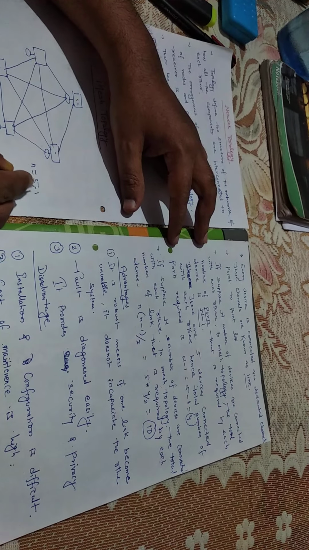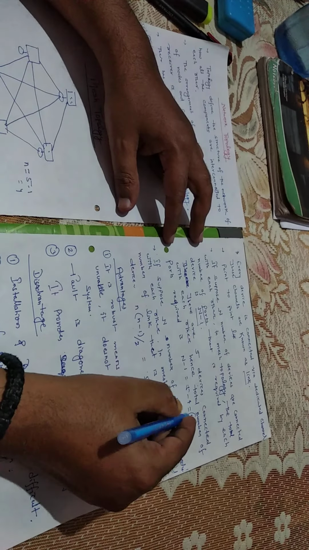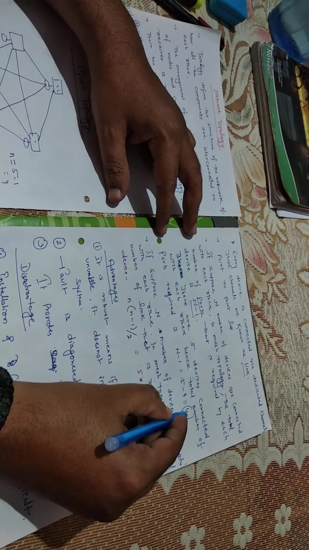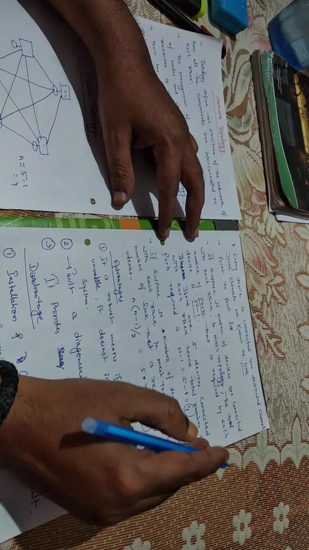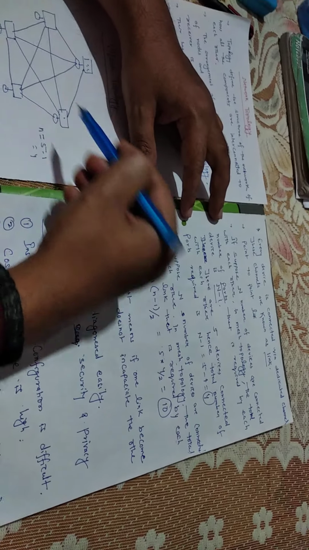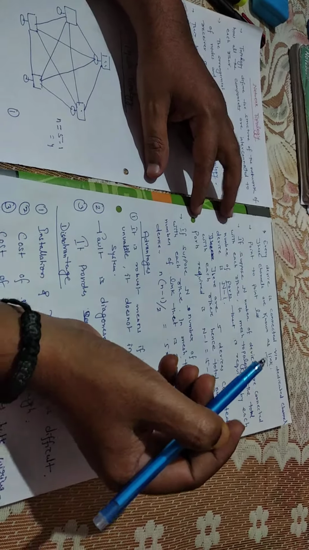So what is n minus 1? It equals 4. So how many ports are required? 4 ports are required when 5 nodes are connected with each other.